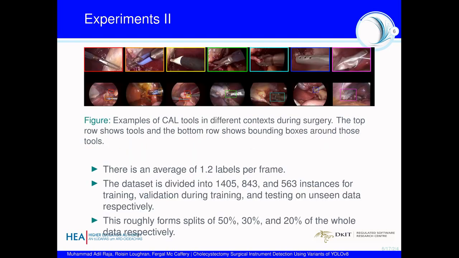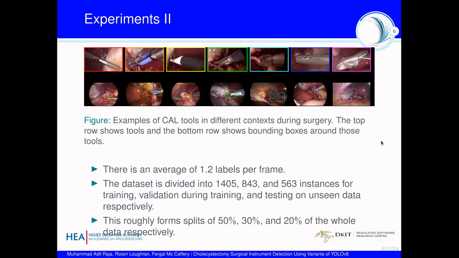This image shows, in the top row, the various kinds of instruments that are present in the dataset, and the bottom row shows how they are annotated, with bounding boxes drawn around them to make them amenable for tagging. There is an average of 1.2 labels per frame.